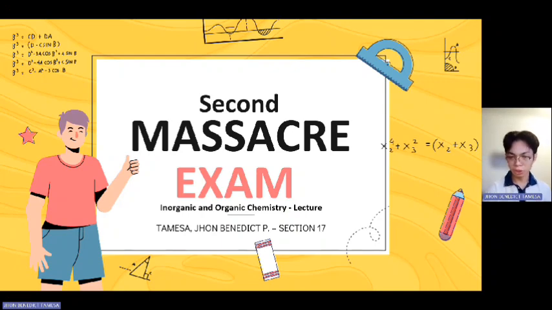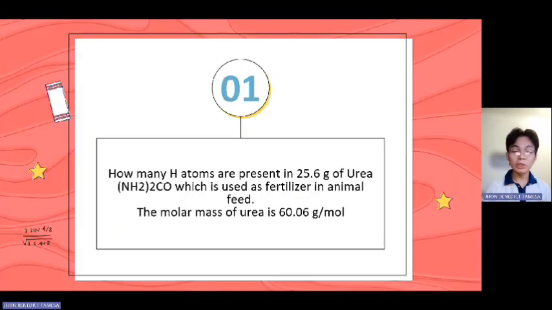Here to present my answers for the second exam for the Inorganic and Organic Chemistry lecture. To start this presentation, for the first question: how many hydrogen atoms are present in 35.6 grams of urea, which is used as a fertilizer in animal feed? The molar mass of urea is 60.06 grams per mole.